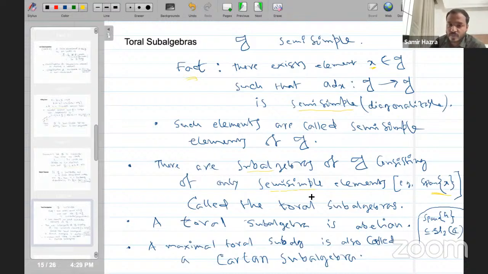Okay, now once there are subalgebras consisting of semi-simple elements, we can take the maximal such. Basically, all these are called toral subalgebras. We can consider the maximal toral subalgebra, which is a maximal subalgebra consisting of only semi-simple elements of G. Those algebras will be called Cartan subalgebras. We will not say maximal toral again and again; we'll call it a Cartan subalgebra.